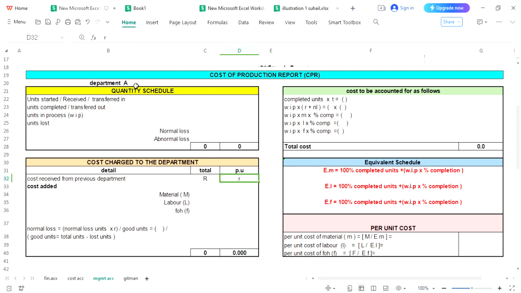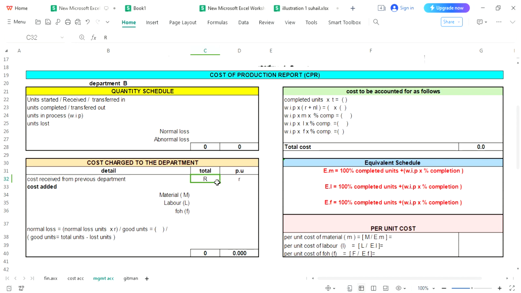Now we are going to edit it. We are dealing with department B. It means in department B, both cost received from previous department, capital R, and per unit cost received from previous department, small r, will be present in this question. And here you have your normal loss formula.